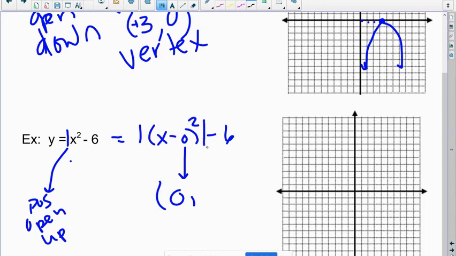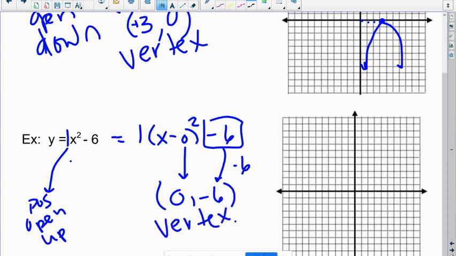And this minus 6 here on the end, remember we keep that sign the same. So I'm going to keep it negative 6. So my vertex is going to be at 0, negative 6. And it's going to open up. So I'm going to start at the center. I'm going to count down 6: 1, 2, 3, 4, 5, 6. And we know that it doesn't go right or left at all because of the 0 in the front. And then we know it opens up. So it's going to look kind of like this.